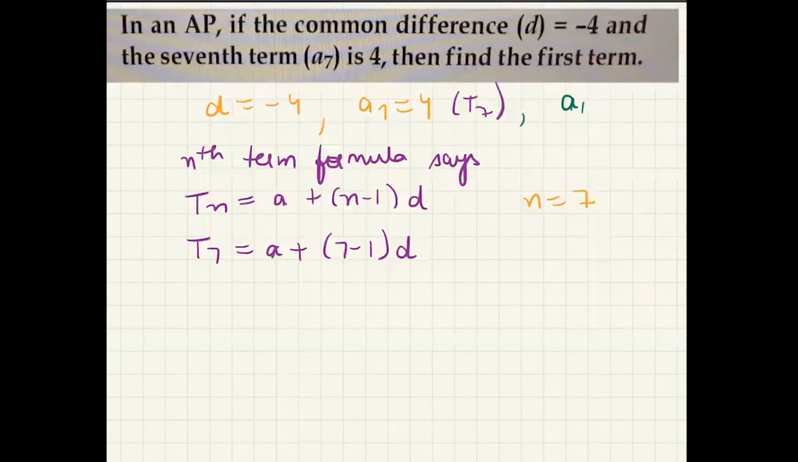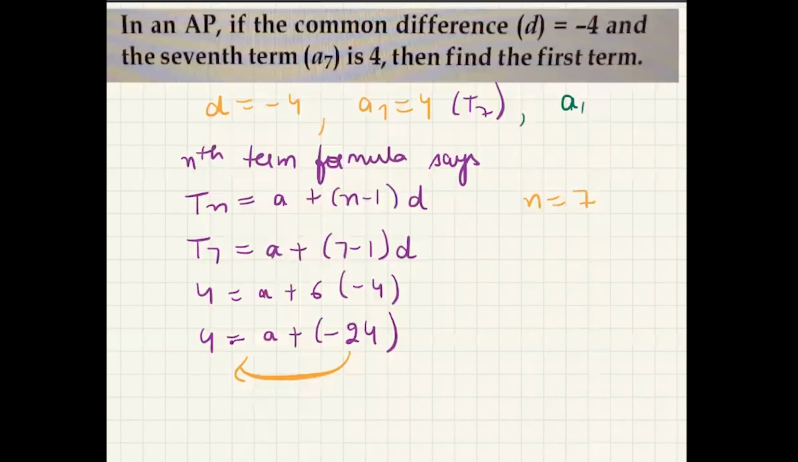Now substitute the rest of the values of Tn and d. You'll get 4 equals a plus (7 minus 1, which is 6)d. Now again, by calculating the rest, 4 equals a plus 6 into -4, which is -24. Now take this -24 to the other side, you'll get a equals 4 plus 24, and a will be equal to 28, which is your first term and your answer.